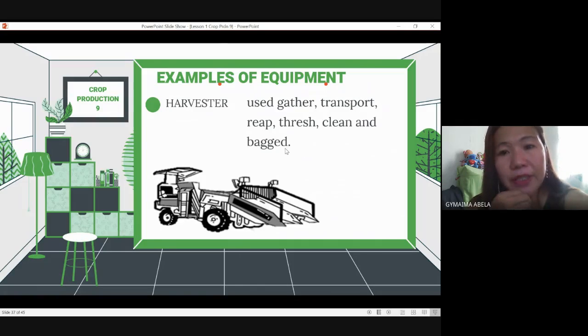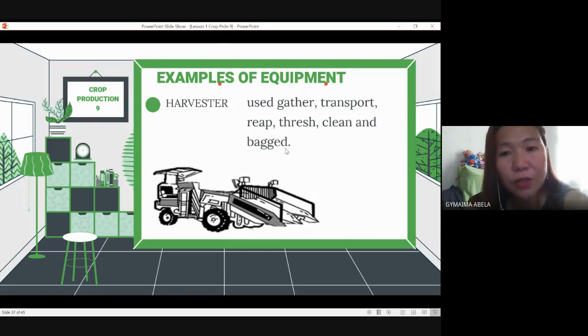Then the harvester. There are different kinds of harvester. It depends on your crops. Harvester equipment is used to gather and to transport. Another is the combine harvester. It is also used to reap, to thresh, to clean, and to bag.